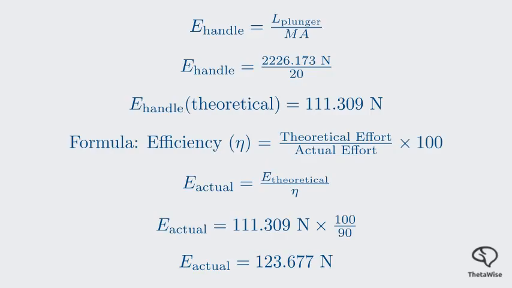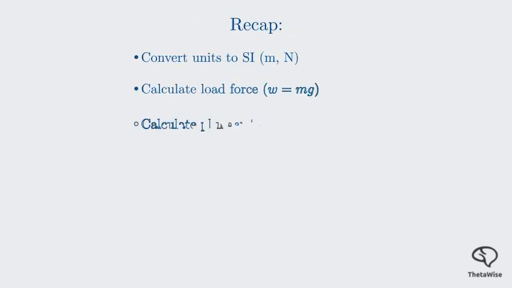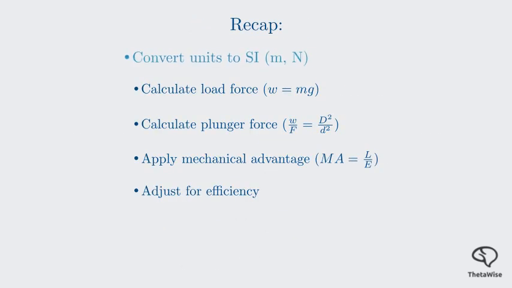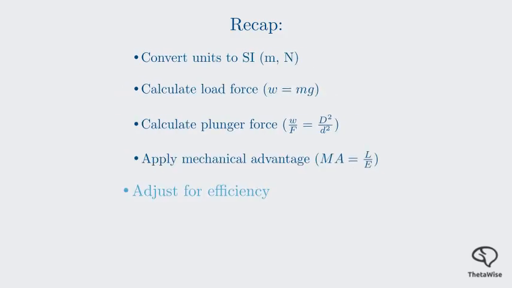This is the effort that must be applied to the handle. Comparing this to the provided memo, our answer matches perfectly. So, to recap, we converted all units to SI, calculated the load force, used the hydraulic press principle to find the plunger force, applied the mechanical advantage formula, and finally adjusted for the 90% efficiency. We have successfully solved part 5.1.1. This is just an example for illustration purposes.